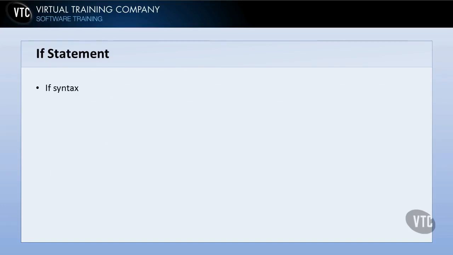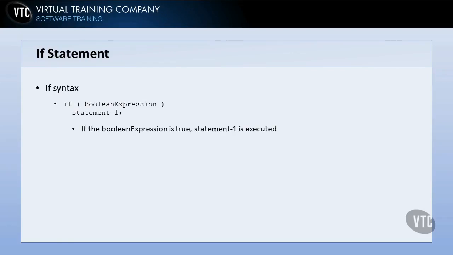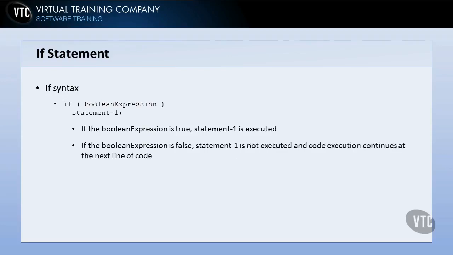First of all, straight up if syntax looks like this: if there's a Boolean expression, then on the next line, statement 1. If this Boolean expression evaluates to true, statement 1 is executed, and then the code continues. If the Boolean expression is false, statement 1 is not executed, it's skipped over, and code execution continues at the next line of code.